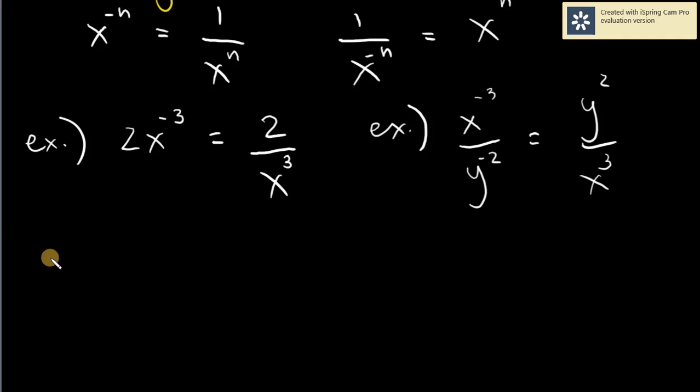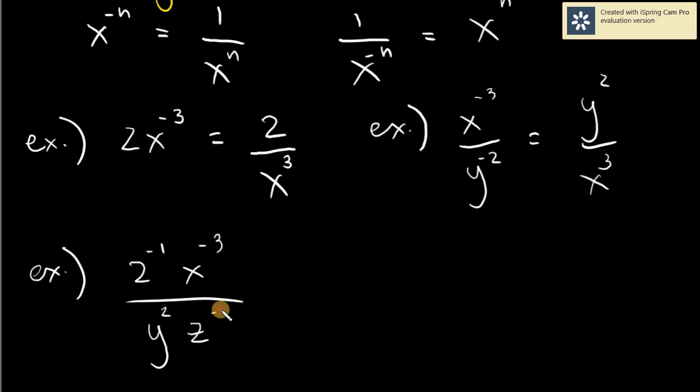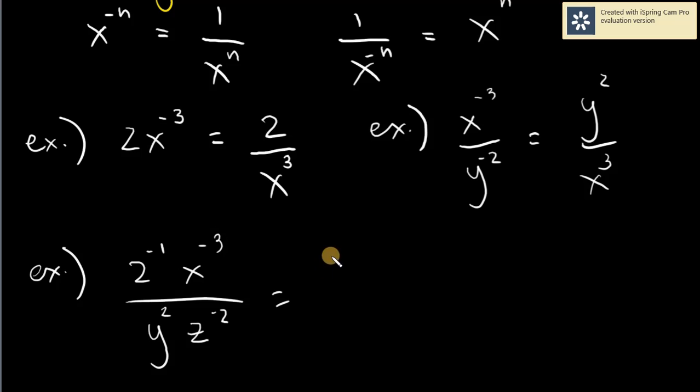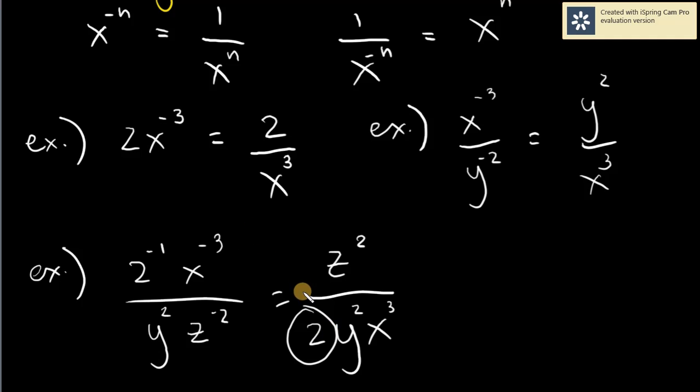Okay, so another example, 2 raised to negative 1, x raised to negative 3, y squared, and z raised to negative 2. So what do we transfer? We will transfer this one, and then this one. What remains on the numerator is z squared. On the denominator side, you will have 2, y squared, x cubed. You might ask, sir, why is 2 first? It's always like that. Numbers will be first before the variables.